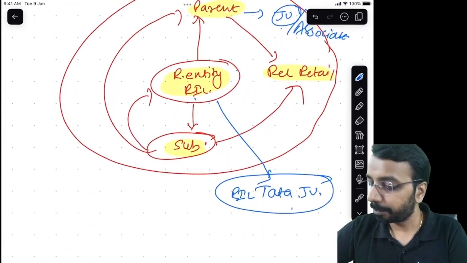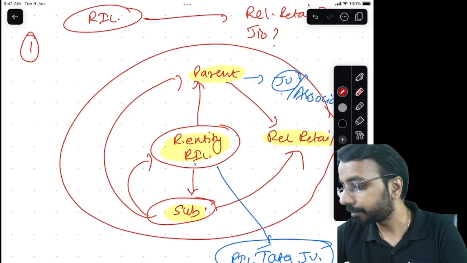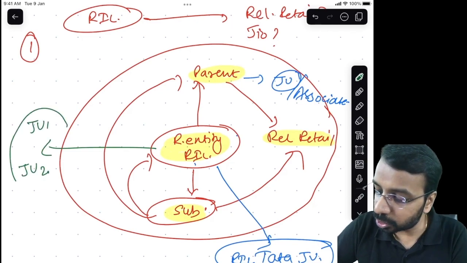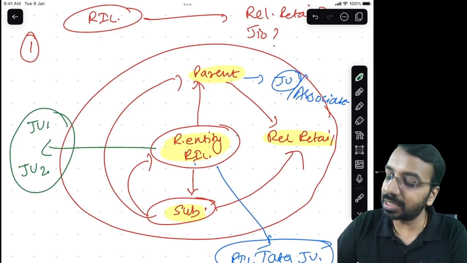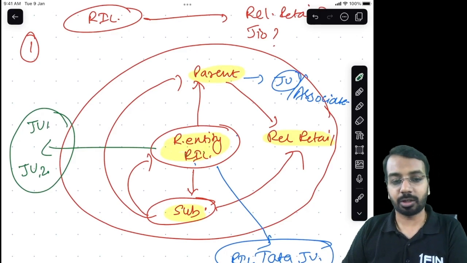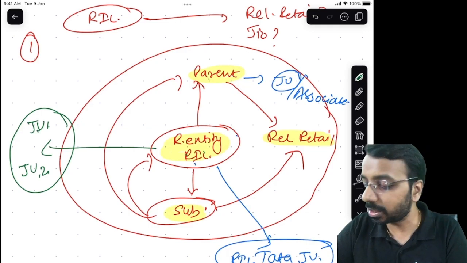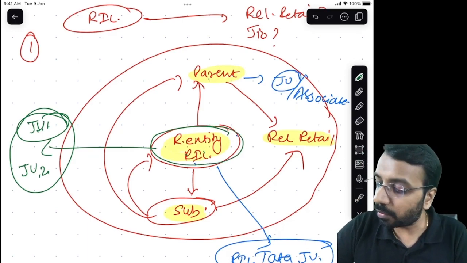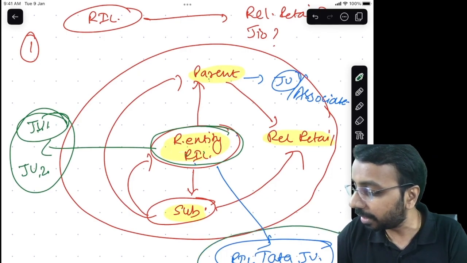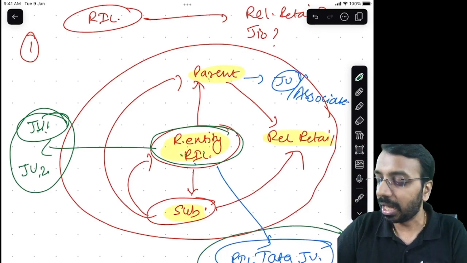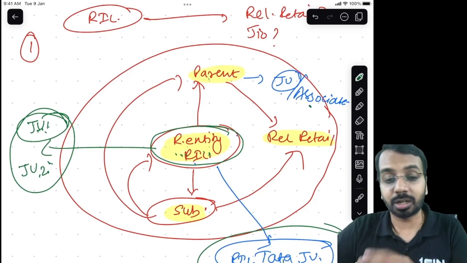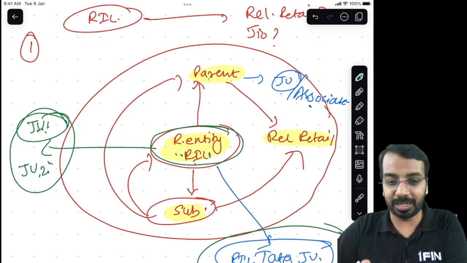Now think of it. If Reliance Industry here has JV1 and JV2, these two are related party, and JV1 is related party to RIL, JV2 is also related party to RIL. Sir, is JV1 related to parent? Yes, because this is a joint venture of a member of the group, so that is also related. Now, is this JV1 related to, let us say, this particular JV? Because here RIL has JV1, RIL has JV2, RIL has this JV, this is also related. Now, is this related to associate? No. It is only about two joint ventures under this category.